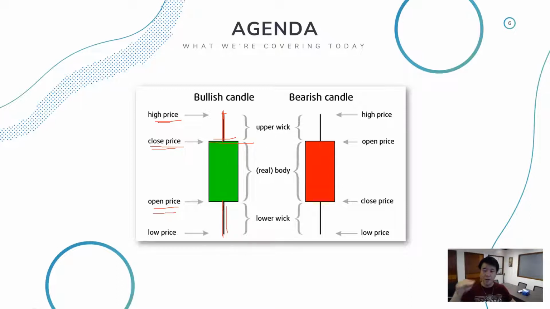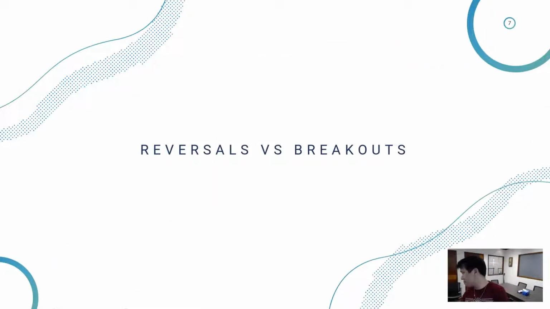Where it ends, if the ending price, basically the closing price, is above the open price, it's a bullish candlestick. And if it's below the open price, it's a bearish candlestick. It is as simple as that when it comes to the anatomy of a candlestick. In the examples later, we're going to show you some bullish and bearish candlesticks, but with this basic knowledge, you know roughly what a candlestick is. Next thing we're going to touch on is reversals and breakouts.